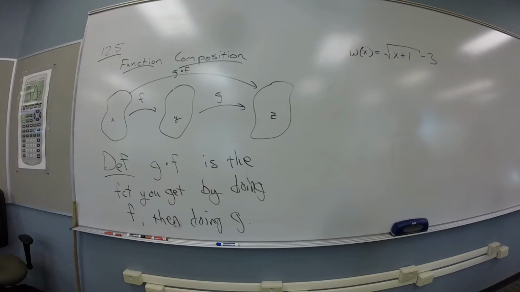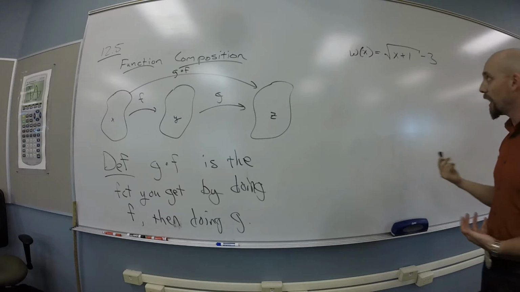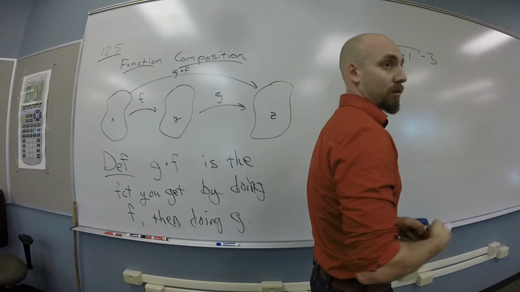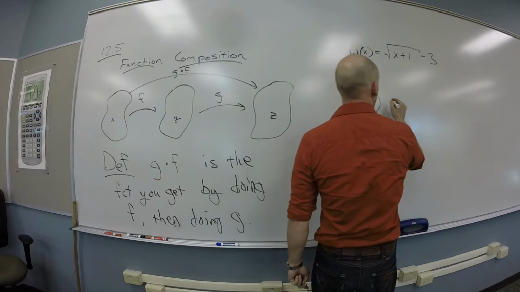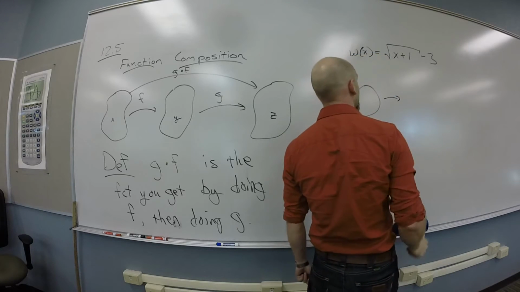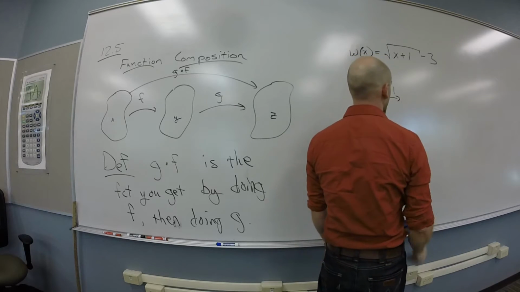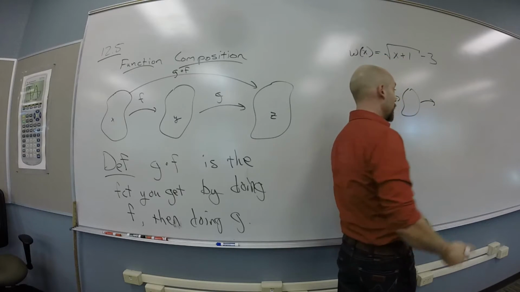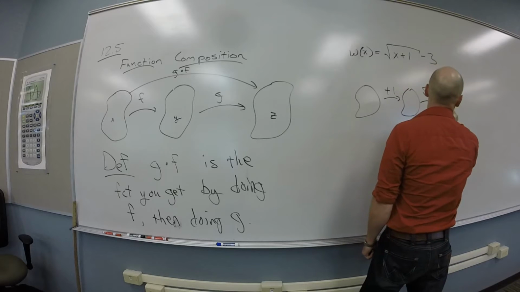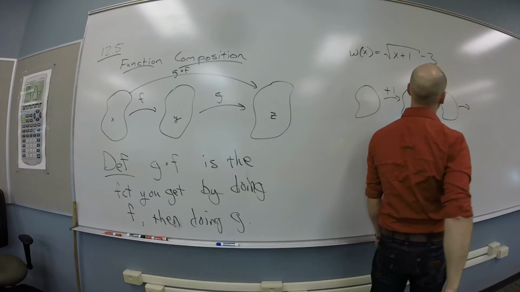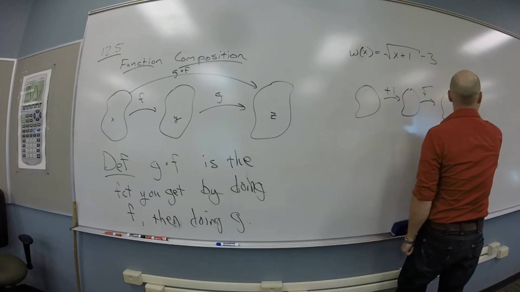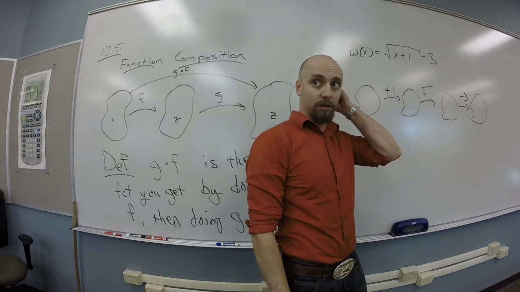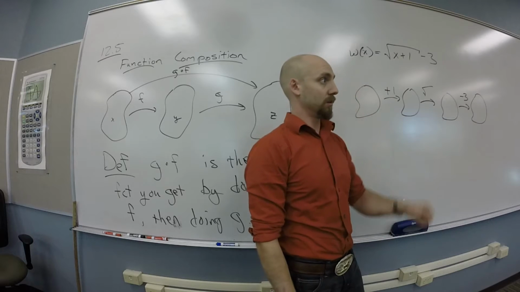Okay, so if I put an x in, what's the first thing I do to it? Add 1. Okay, so I'm thinking, I start with x, add 1 is the first thing, then we apply the square root, then we subtract 3. You guys see this? Anna?